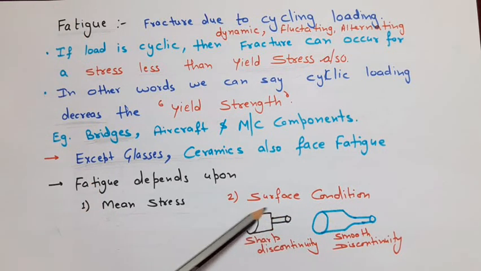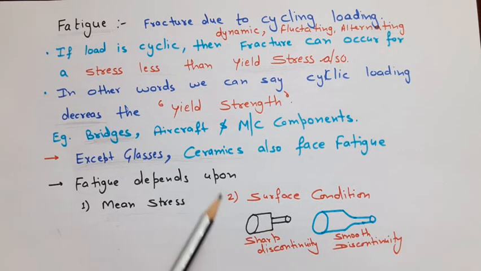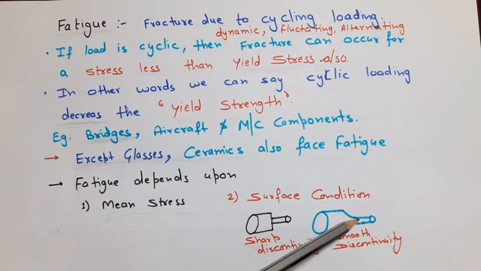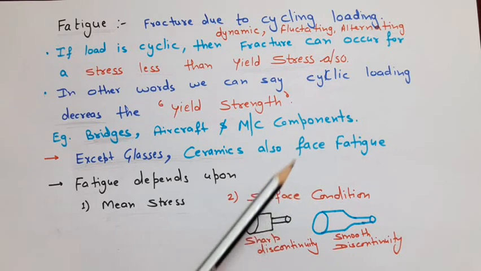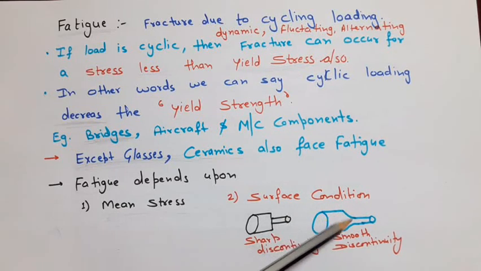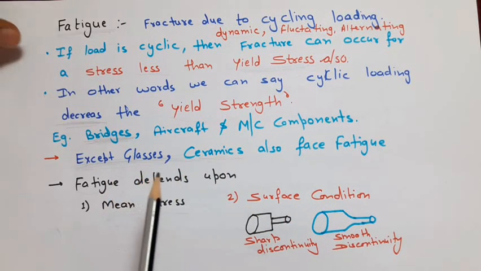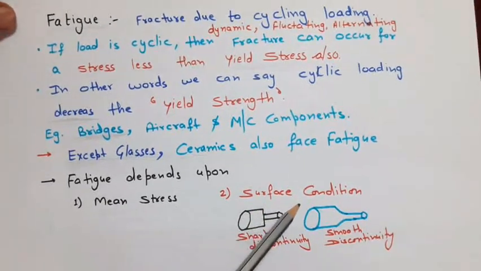Second is the surface condition. If the surface of a material is not smooth, or we can say it has some cracks or it has sharp discontinuity, then for that material fatigue chances are high. As shown in the first figure, there is a sharp discontinuity, while in the second figure there is a smooth discontinuity. So the chances of occurrence of the fatigue phenomenon are higher in the first case and lower in the second case. So here we can understand that by improving the surface conditioning we can avoid the fatigue phenomenon.